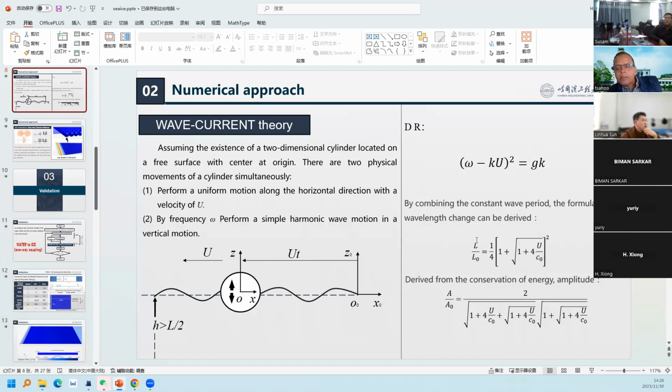It means L means the wavelength with current, and L0 means the wavelength without any current. So if the current velocity is 0, L will equal L0.